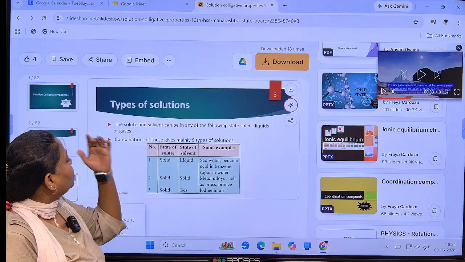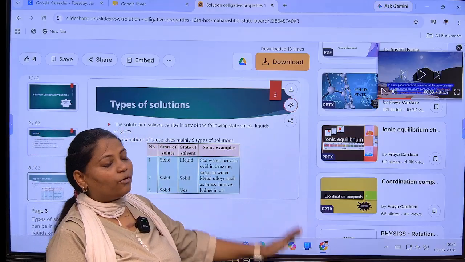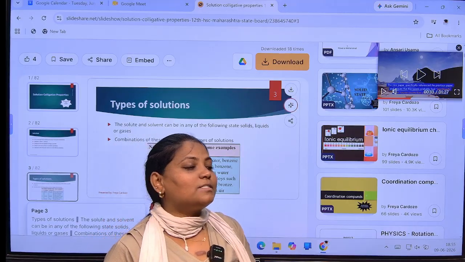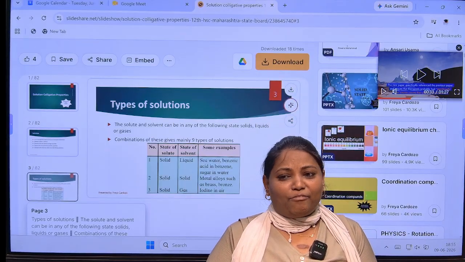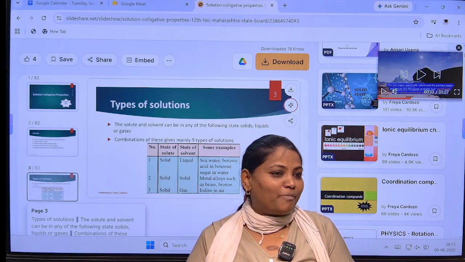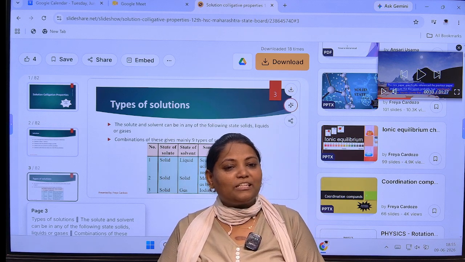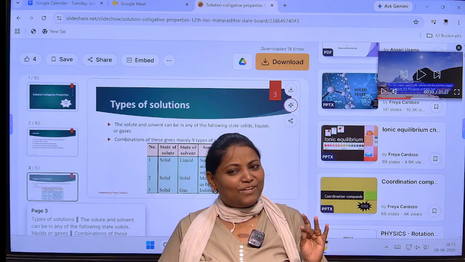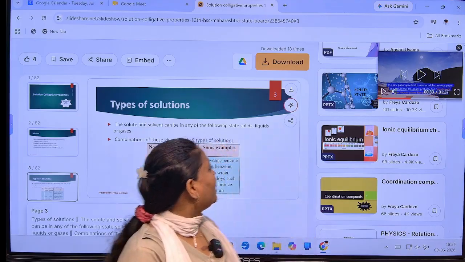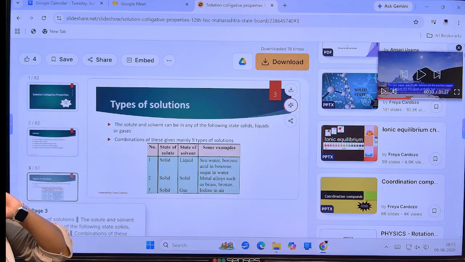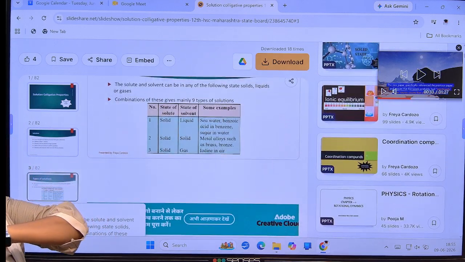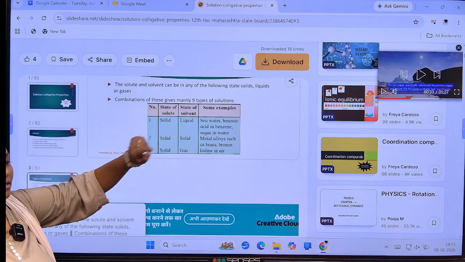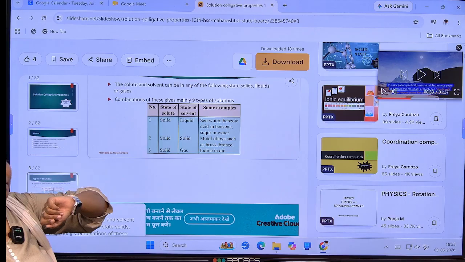The solute and the solvent can be in any state. In the first chapter that you are going to study, the states of matter, I think everybody knows there are how many states of matter? 3. Which are they? Solid, liquid, gases. Now based on the states we are going to use to make a solution, they are classified into 9 categories. 9 types of solution.